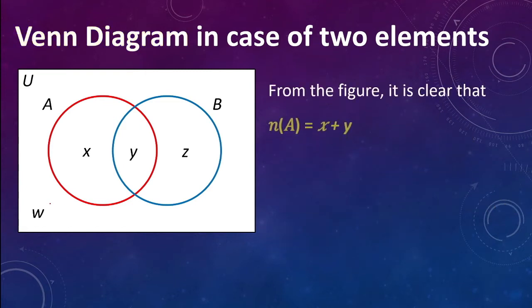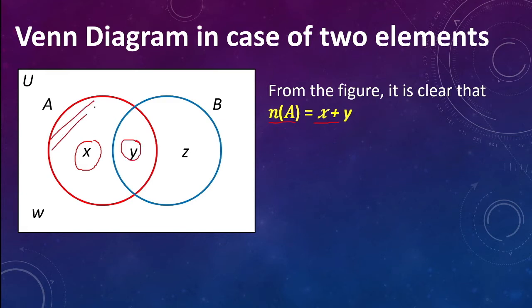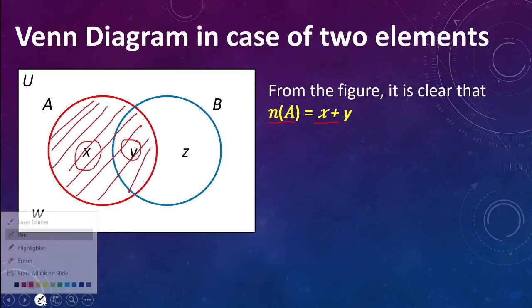And of course, from the figure, it is clear that the cardinality of A is equal to x plus y. So, paano natin mabibilang yung elements ng A? So, i-add lang natin yung values ng x and values ng y. So, it represents the number of elements in set A. Yan. Yan yung set A. So, bibilangin lang. I-add natin yan.